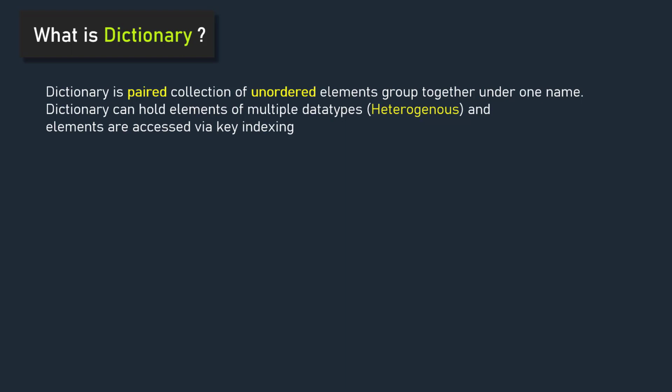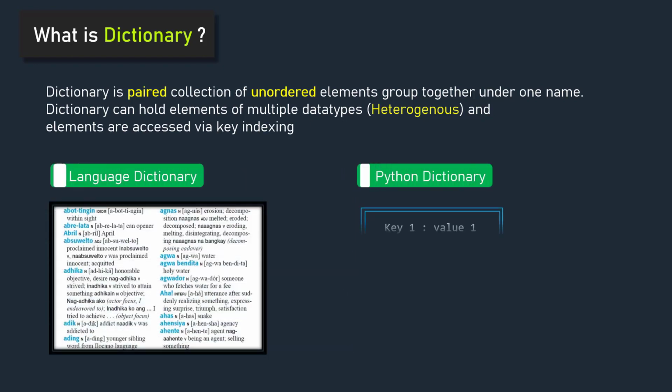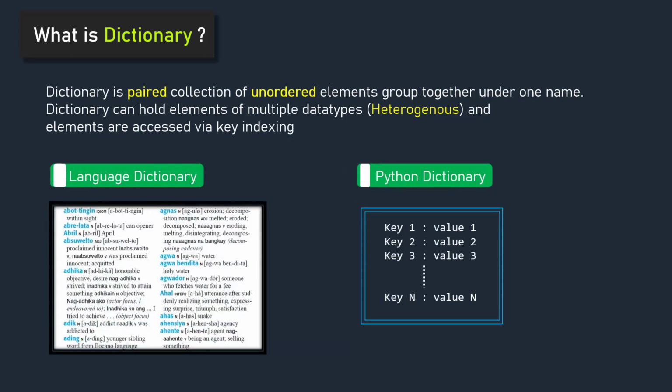Different kinds of data types can be used for key and value pair assignment. And elements are accessed via key indexing. So here it's not the index number, rather the key value. In day-to-day life, we have seen a kind of dictionary, a language dictionary from one language to another language. So similar to the concept of dictionary in real life, there is a concept of dictionary in Python.